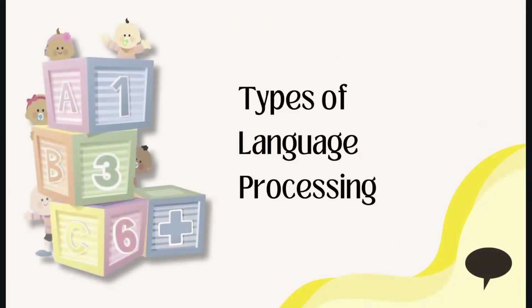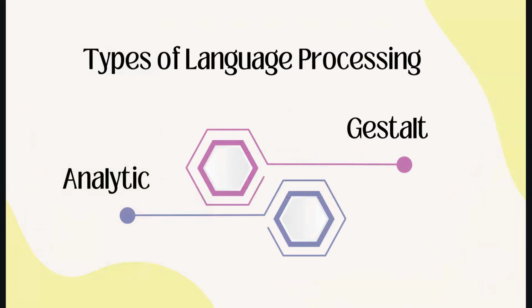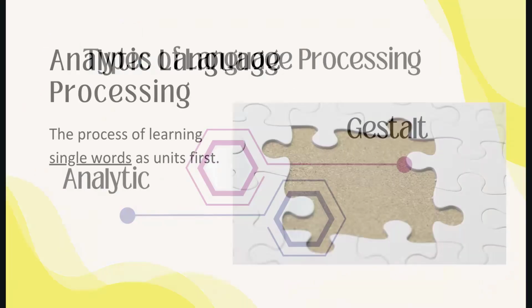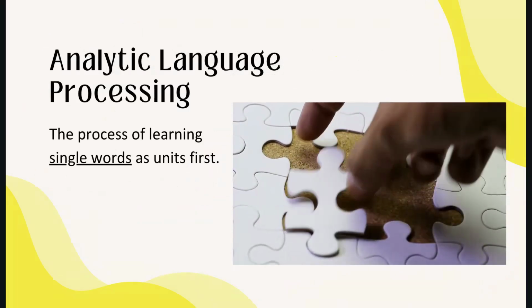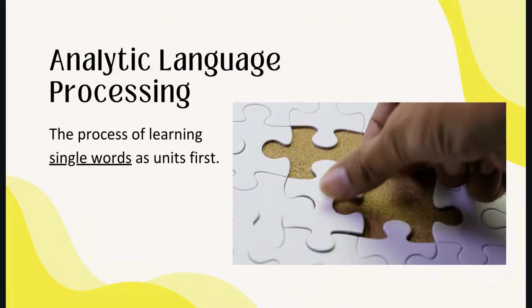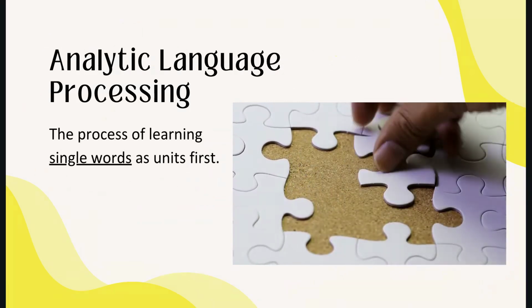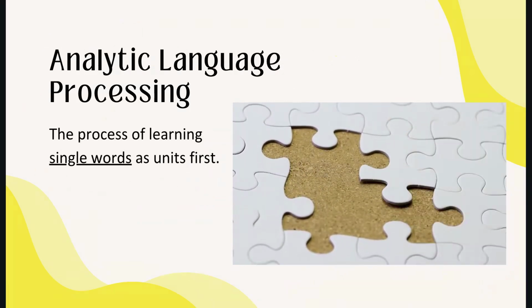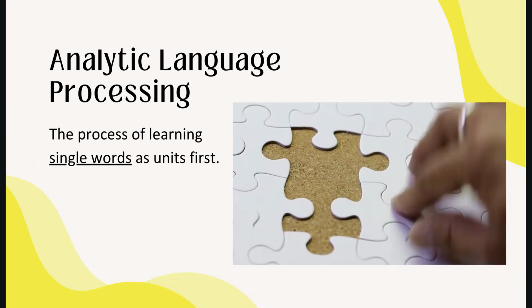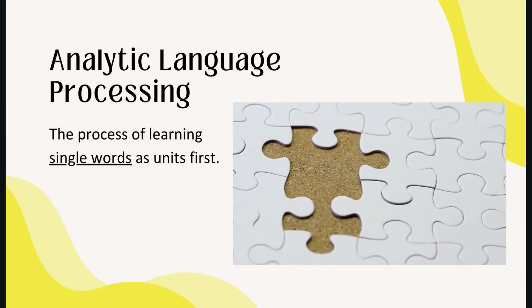So there are two types of language processing, and we won't go too in depth into these areas, but I do want to make a note just because we see both of these in different children. So the first type of language processing is analytic. The second type is gestalt. So the first, analytic language processing. This means that we're learning words as single units first. So we're learning single words as single units.